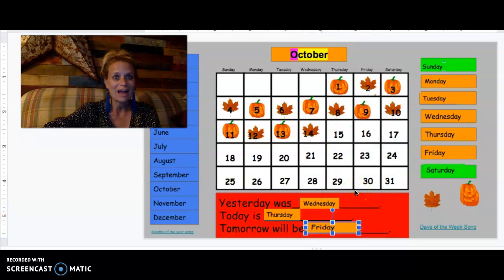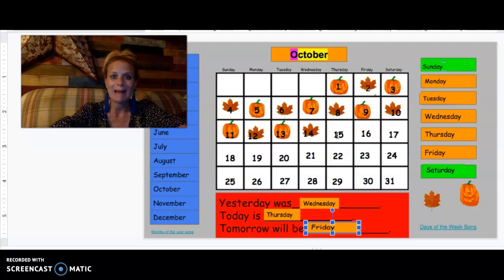Alrighty, you guys ready to count with me? Let's count like Spider-Man today. Ready? 1, 2, 3, 4, 5, 6, 7, 8, 9, 10, 11, 12, 13, 14, 15. It is the 15th of October. A 1 and a 5 is for 15.